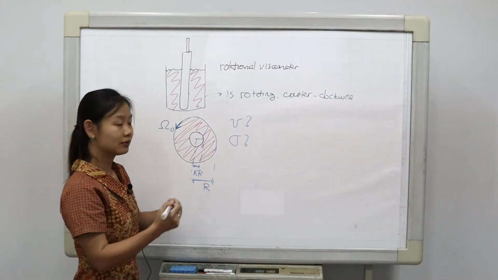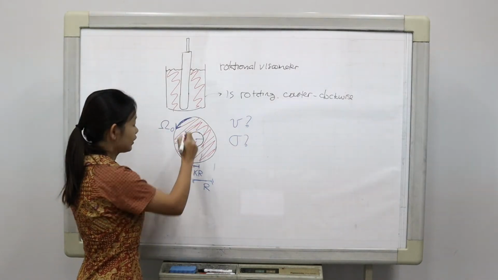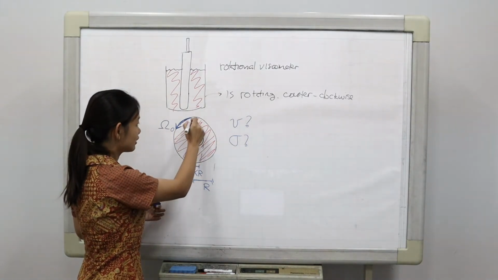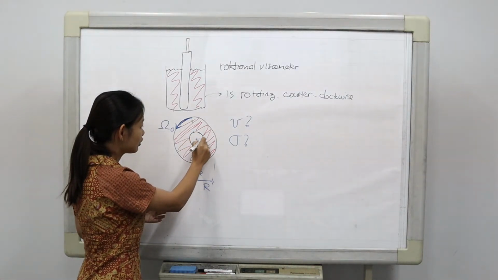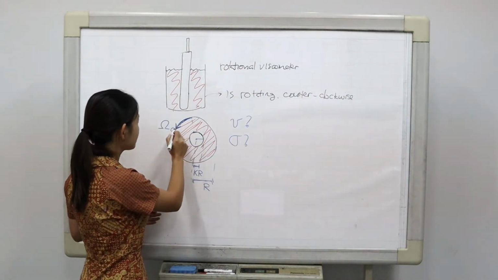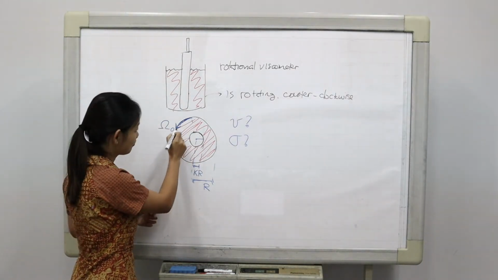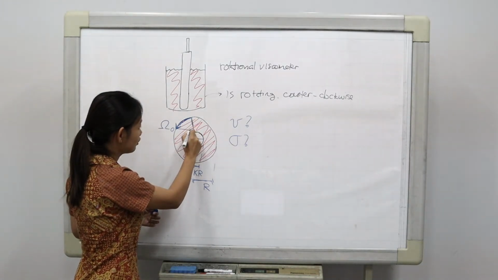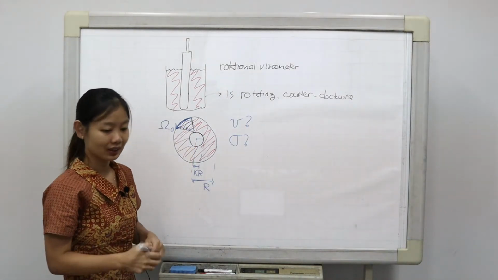Okay, before we proceed, let's look at the velocity profile. When the outer cylinder is rotating counterclockwise like this, and the inner cylinder is stationary, it means that the fluid in contact with the inner cylinder is stationary as well. And the fluid in contact with the outer cylinder will rotate with the angular velocity of omega O as well. Okay, so the velocity profile of the fluid looks like this. Okay, I think that's clear.